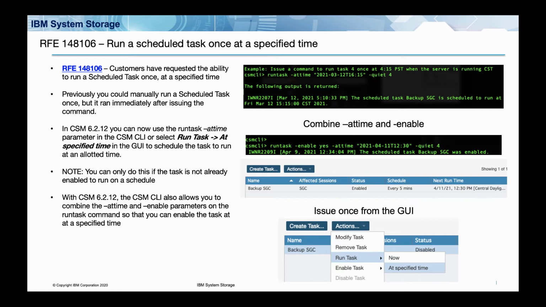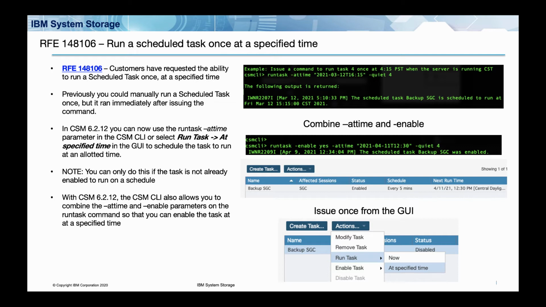So you can do this new one if you don't have a schedule running and just want to run it once later on. Another thing is that this new -@time parameter in the CLI gives you the ability to combine it with the -enable. If you do both of those parameters on the run task command, you are now not only able to enable it like I talked about in the last work item, but you can enable it at a specific time. So you can not only run a task at a specific time, but now you can enable that task at a specific time.